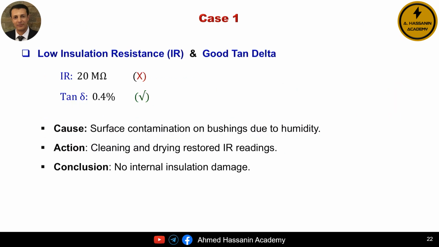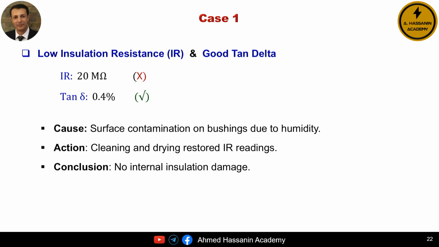As for the first case, an insulation resistance test was carried out for one of the transformers, and the insulation resistance value was 20 mega ohms. Therefore, the insulation resistance was very low because we all know that the permissible limits must be in the order of giga ohms, or at least hundreds or thousands of mega ohms. But when the tan delta test was carried out, the result was 0.4%, which is less than 0.5%. Hence, the insulation quality was excellent.